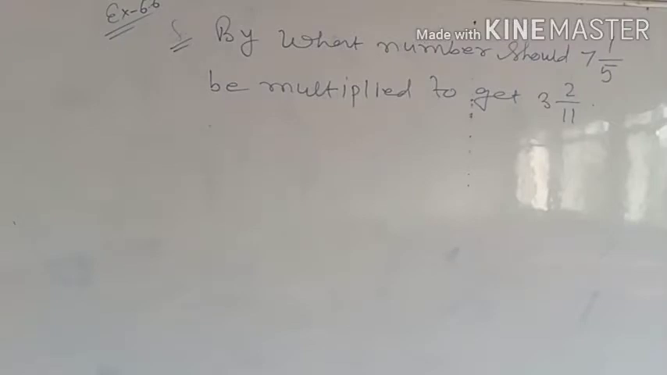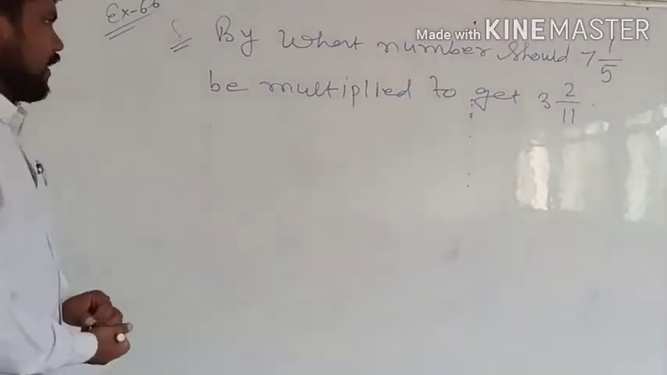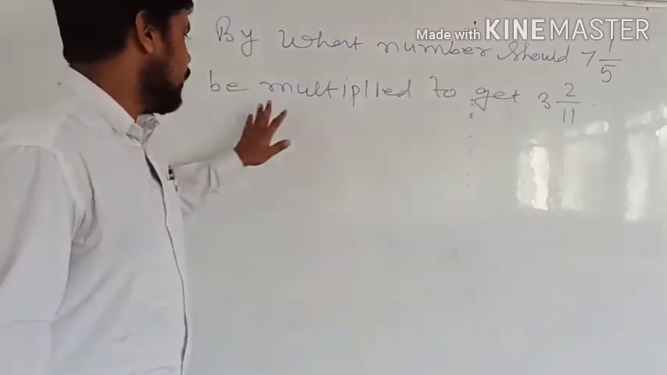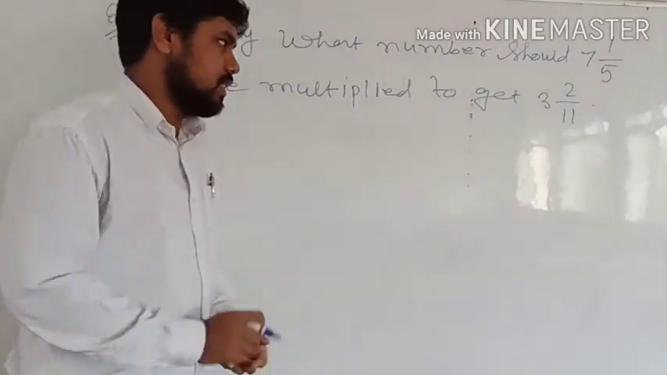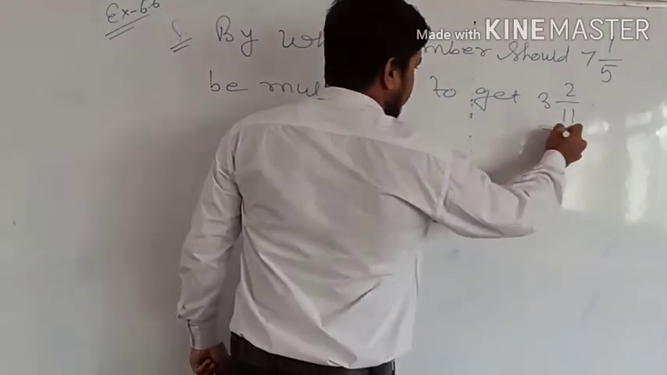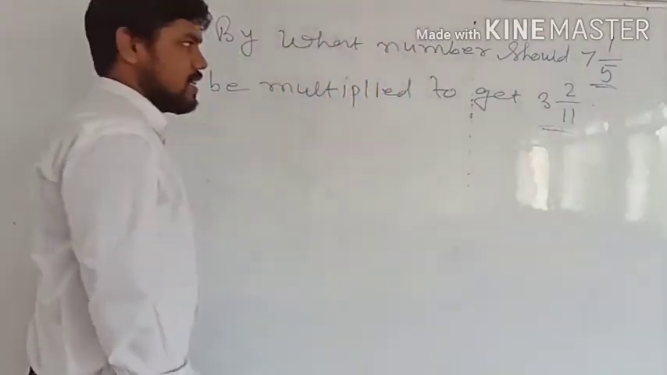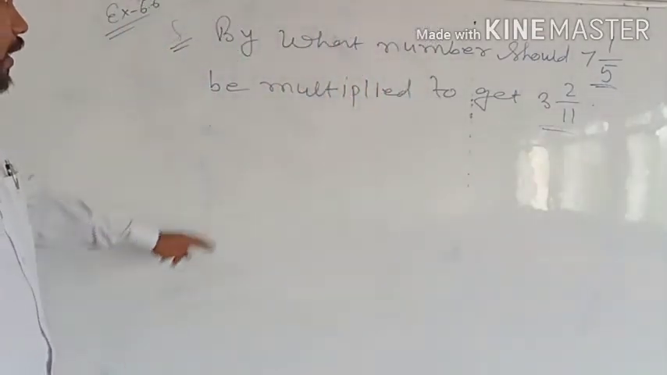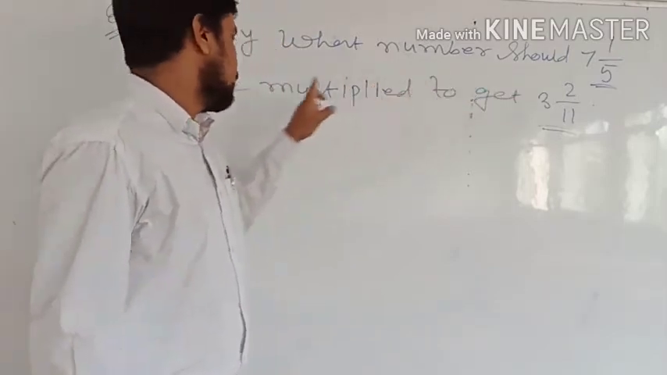So we can see the same type of question here also. By what number should this be multiplied to get this? That means the product is this one and one number is given. It is asking us to find the other number. So by what number should this be multiplied?